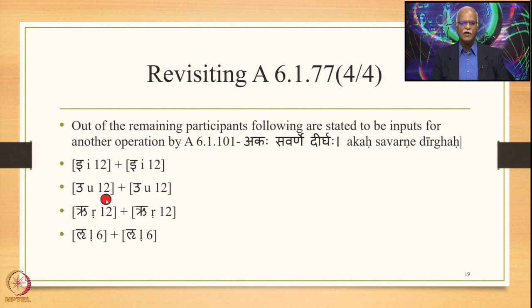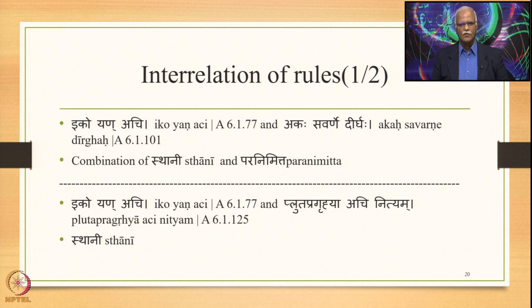Similarly, u 12 varieties, hrasva and dirgha, plus u 12 varieties, hrasva and dirgha, and the resultant form is not what 6.1.77 says, but the resultant form would be the one that is stated by 6.1.101. Similarly, ru and ru, ru 12 and ru 12, and the resultant form would be the one that is stated by akah savarne dirghah 6.1.101. And similarly, lu 6 and lu 6, and the resultant form would not be the one that is stated by 6.1.77, but it would be the one that is stated by 6.1.101.